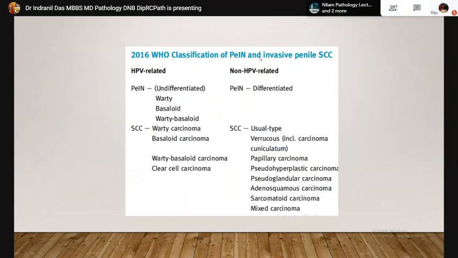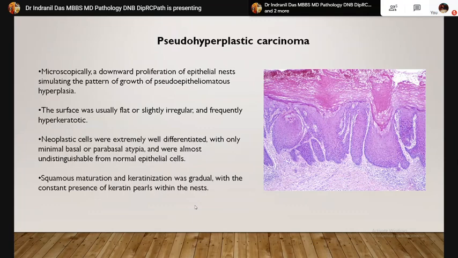This is the 2016 classification of pre-invasive and invasive penile squamous cell carcinoma. These are the HPV-related tumors: warty, basaloid, or warty-basaloid subtypes. And these are the non-HPV-related: the usual type, papillary carcinoma, pseudohyperplastic carcinoma, pseudoglandular carcinoma, adenosquamous, sarcomatoid carcinoma, and mixed carcinoma. Now, we will discuss a few of them.